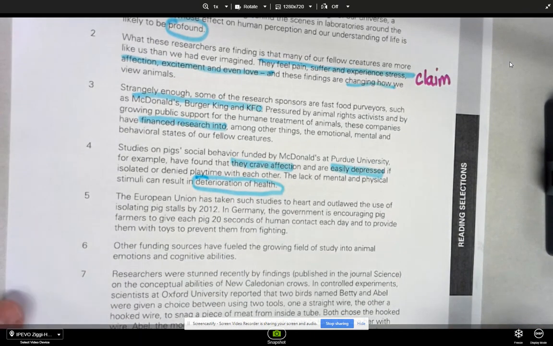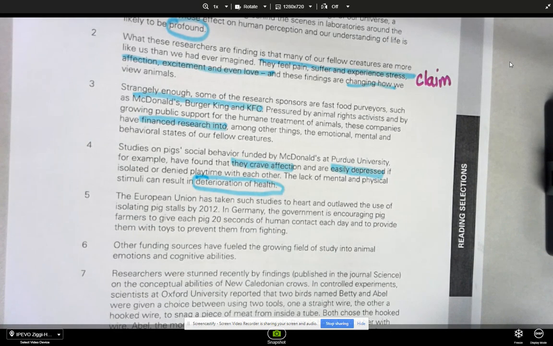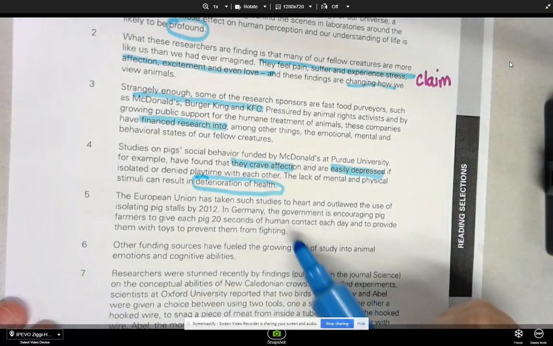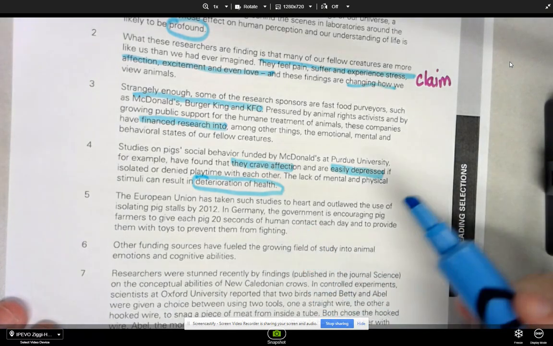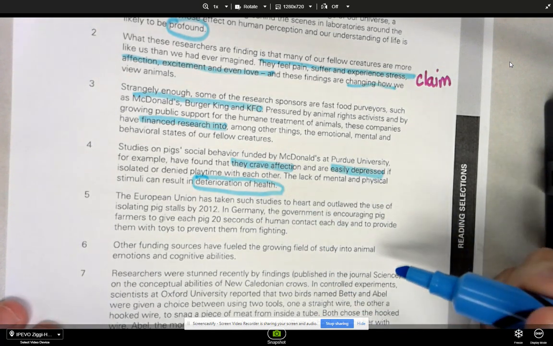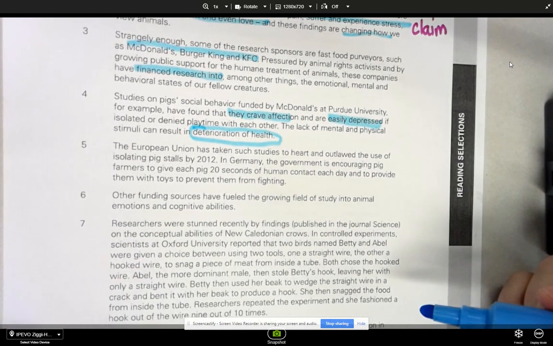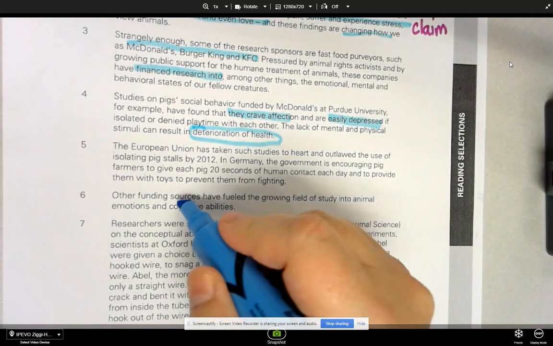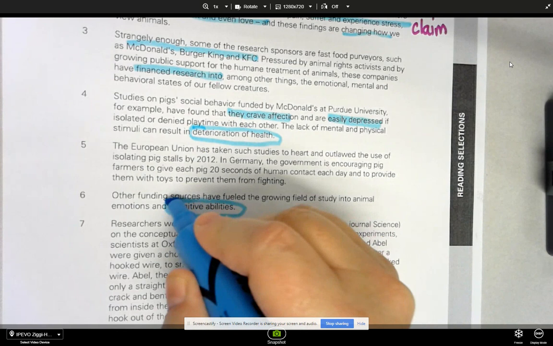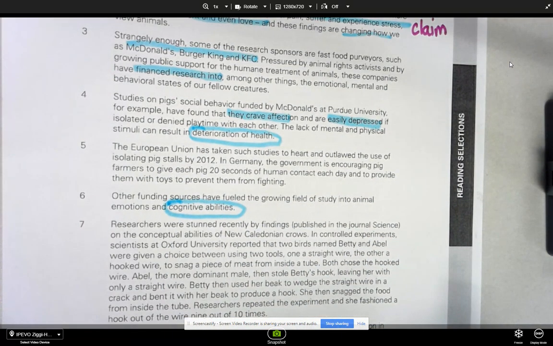"The European Union has taken such studies to heart and outlawed the use of isolating pig stalls by 2012. In Germany, the government is encouraging pig farmers to give pigs 20 seconds of human contact each day and to provide them with toys to prevent them from fighting." Oh my gosh, can you see this? I can't even imagine this. "Other funding sources have fueled the growing field of study into animal emotions and cognitive abilities." Here's another phrase that I think may be important.